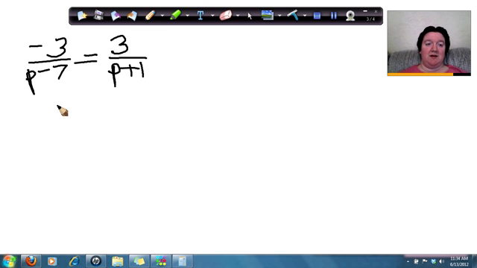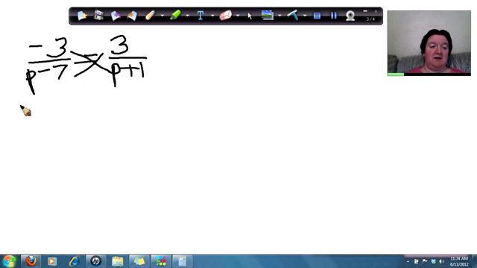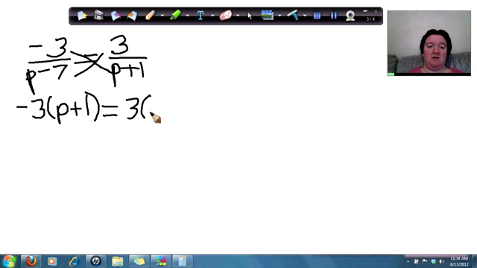Here we have a negative 3 over p minus 7 equal to 3 over p plus 1. So what we want to do is, again, cross multiply. So I'm going to take the negative 3 times p plus 1. Remember, I'm rewriting this because I want to have everything without a fraction. Then I have 3 equal to multiply by p minus 7. Again, what's the next step?